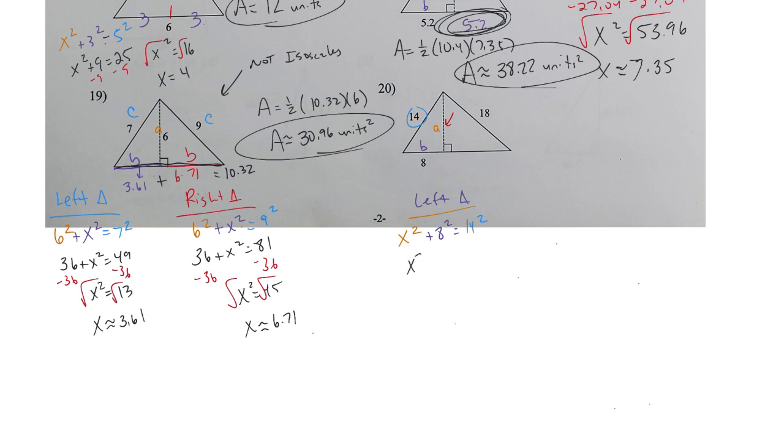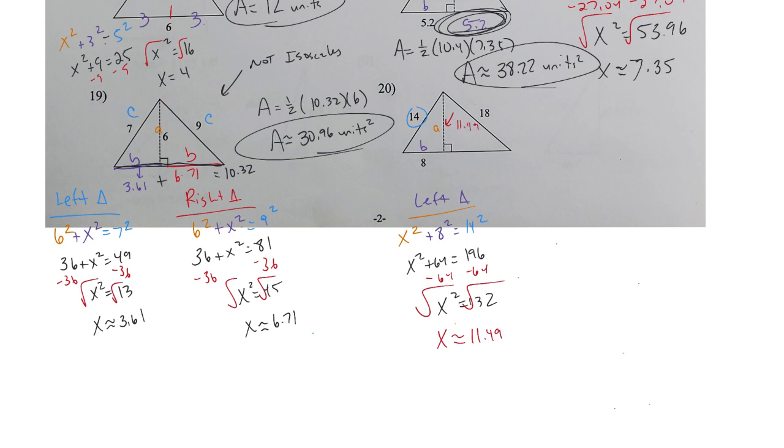So I evaluate, I have x squared plus 64 equals 196. I'm going to minus 64 from both sides, so I do 196 minus 64. I end up with 132. I get x squared equals 132. Remember, I'm going to square root both sides. So I have the square root of 132. I end up with about 11.49. So x is about 11.49. So this is 11.49 for my height.